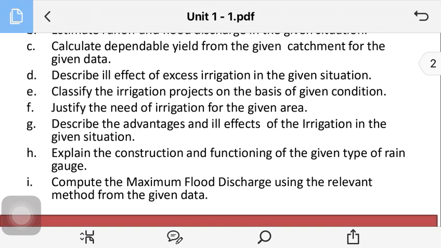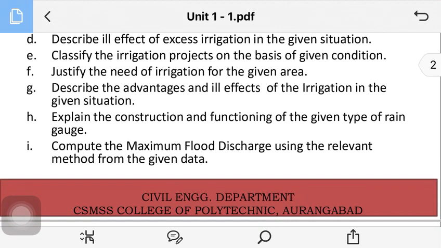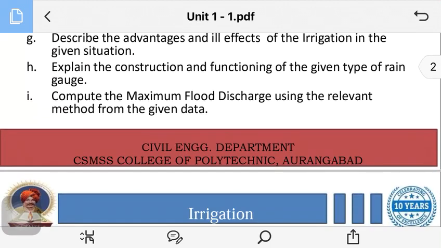Next is to describe the advantages and ill effects of irrigation in the given situation. Explain the construction and functioning of the given type of rain gauge, and the last one is to compute the maximum flood discharge using the relevant method from the given data.